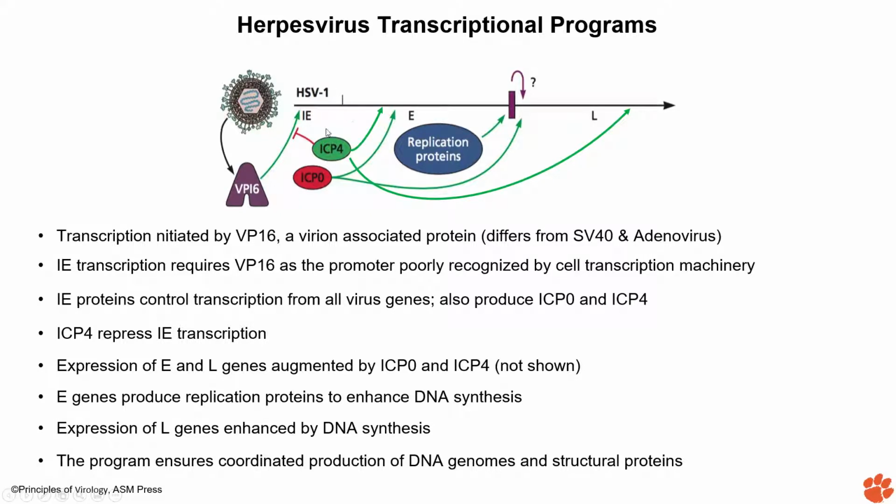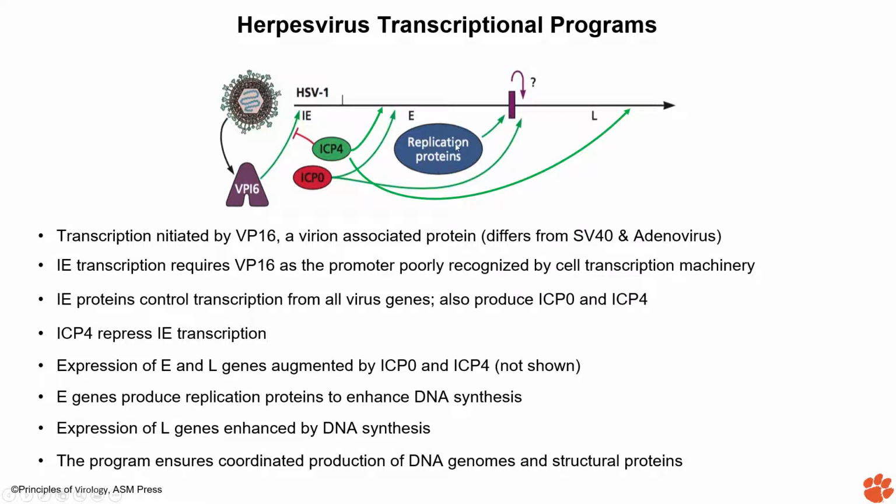So VP16 influences the immediate early genes, and at that point two proteins are produced: one is ICP4 and the other is ICP0. These are the two proteins. You can see that ICP0 influences early genes as well as DNA replication, whereas ICP4 enhances the early stages, and it also influences the late stages. And then you have the replication proteins, which are produced as a product of the early expression, that influence the DNA replication.